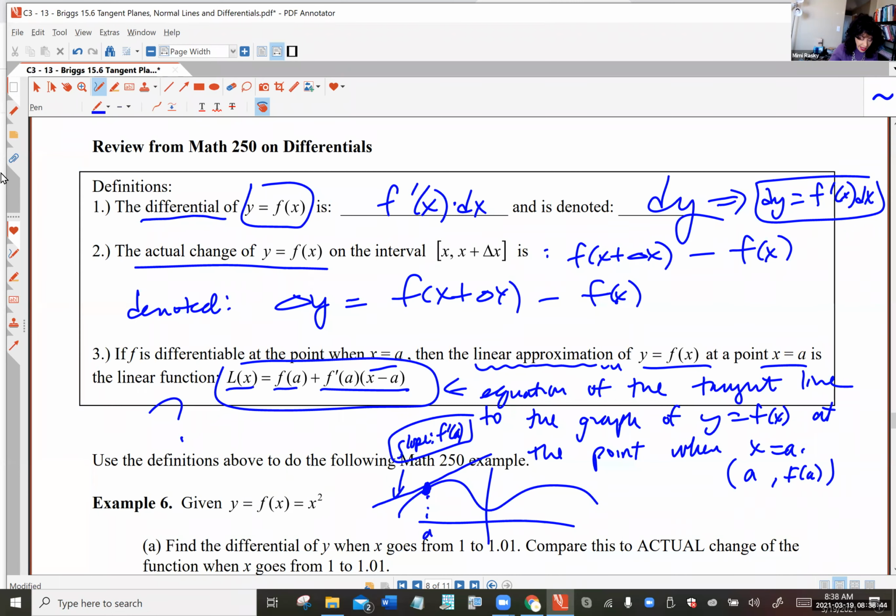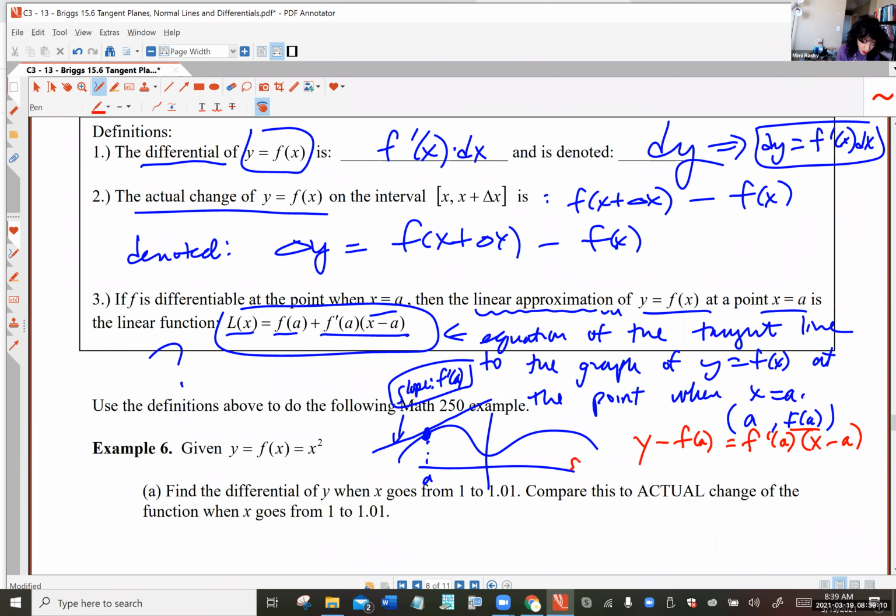And then if I use the equation for a line known as the point slope form, then the point slope form would be y minus the y coordinate of the point, f of a, equals m, the slope, f prime of a, multiplied by the quantity x minus a. Yeah, so what? Well, if I solve this equation for y, just by adding f of a to both sides of the equation, boom, there I have it. This is the same as this. So what do I use it for?